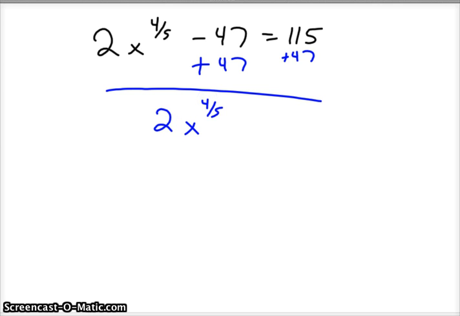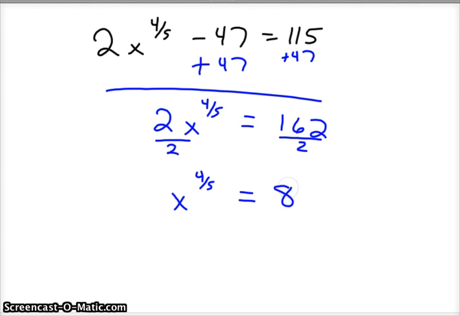and you'd have 2x to the 4/5 equals, we'd have 115 plus 47, 162. Then you divide both sides by 2, and so x to the 4/5 equals 81.